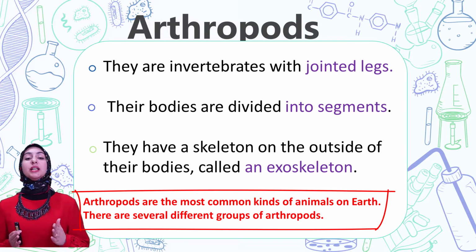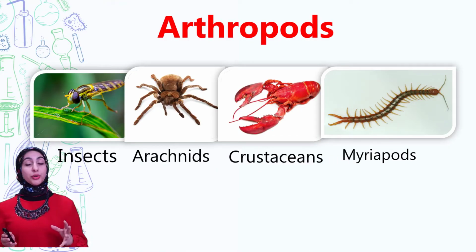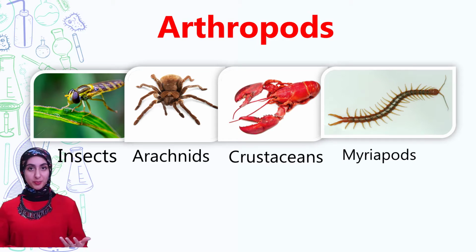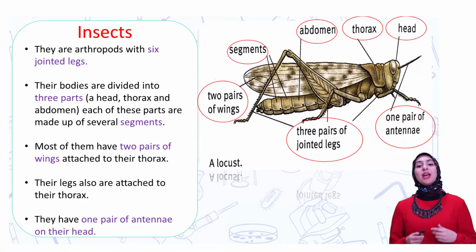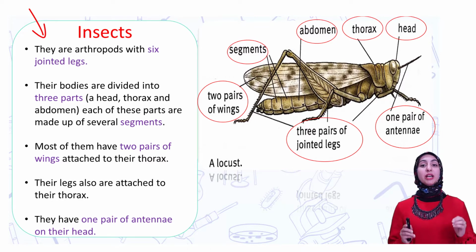There are several different groups of arthropods, and we are going to take 4 of them today. So this means arthropods group is divided into 4 groups, which are insects, arachnids, crustaceans, and myriapods. Let's have a look at insects. Insects are arthropods with 6 jointed legs. This means it has 3 jointed legs on each side.